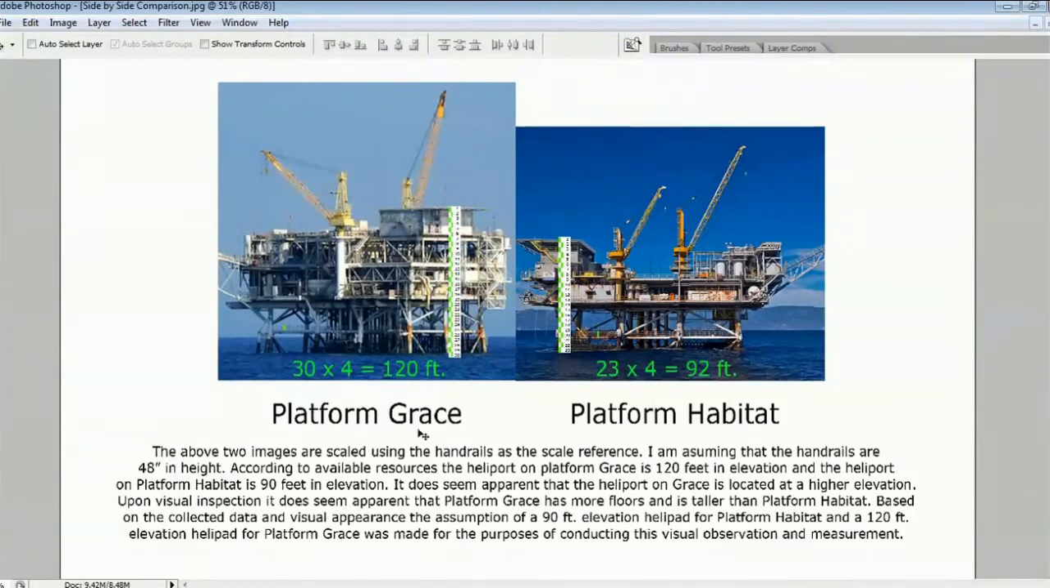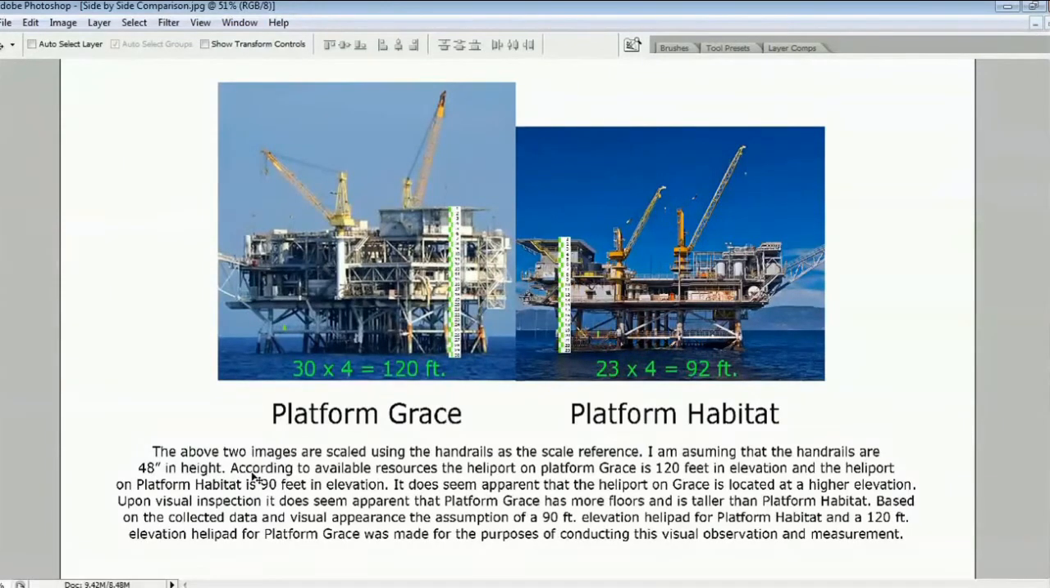So, the above two images are scaled using the handrails as scale references. I am assuming that the handrails are 48 inches in height. And the reason I'm doing this is because I measured the handrails all around my house, and they're actually 42 and 44 inches. I'm assuming that handrails out at sea are going to be at least that and maybe a little bit higher because of safety reasons. Waves and wind, it's a dangerous environment. So you're going to want at least 42, probably 48. So I just went with 48.